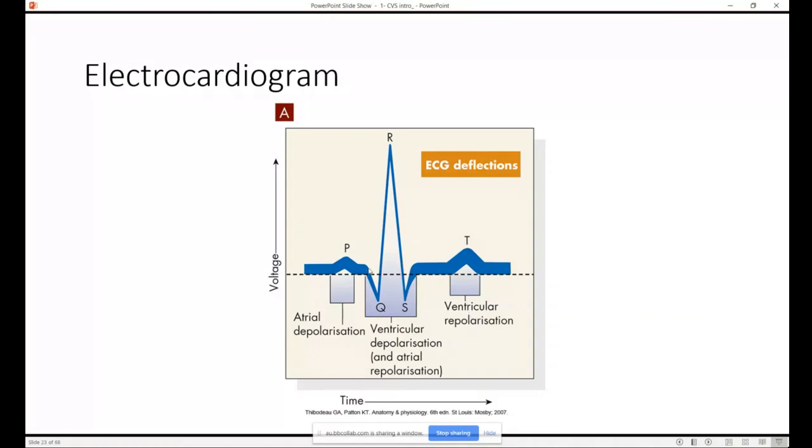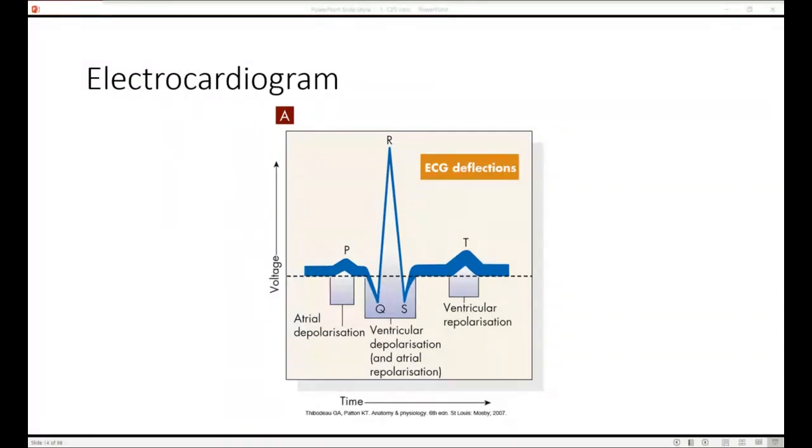Now, in addition to these waves, you can also appreciate there are some flat lines between the waves, and there is some time allocated for all of these flat lines. These are called intervals. So you have an interval between the P wave and the QRS. You have another interval between the QRS and the T wave. Okay, if I ask you the interval between the P wave and the QRS, this interval, what does this signify? Anyone? What does this interval signify between the P wave and the QRS?